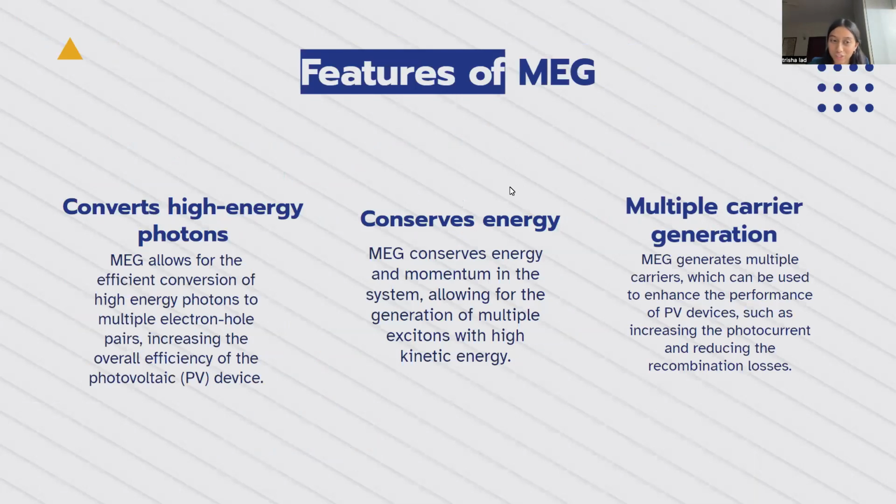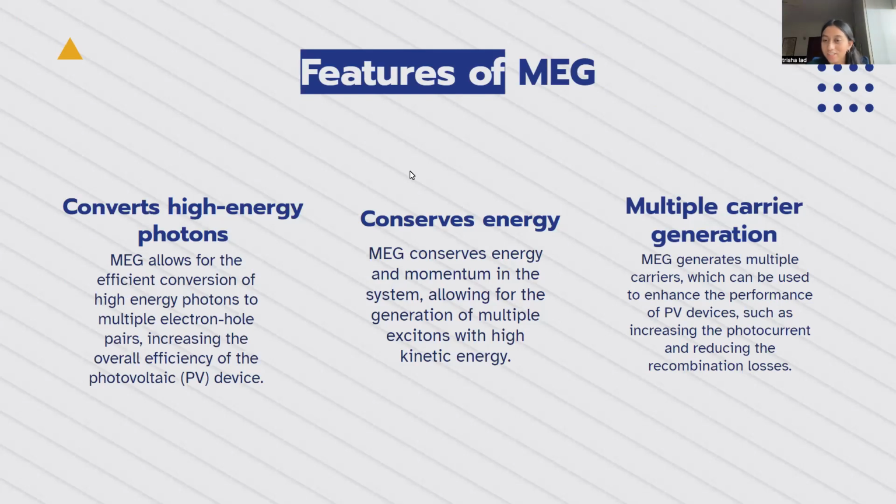So the features of MEG: the first one is that it converts high energy photons. MEG allows for the efficient conversion of high energy photons to multiple electron-hole pairs, increasing the overall efficiency of the photovoltaic device. The second one is that it conserves energy. MEG conserves energy and momentum in the system, allowing for the generation of multiple excitons with high kinetic energy.